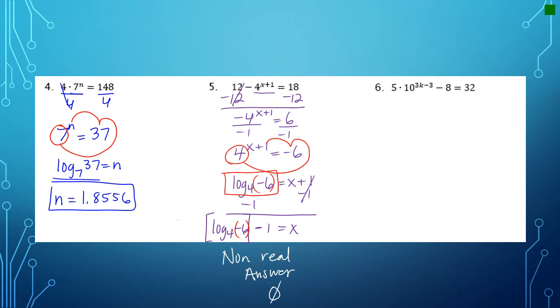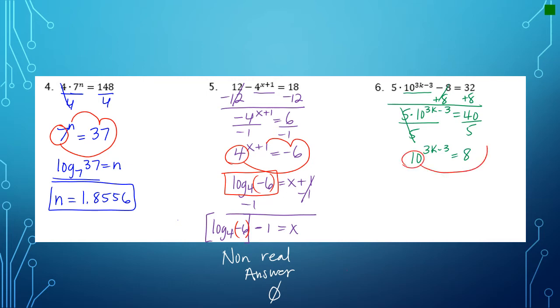Okay, number 6. Before I can put this into logarithmic form, I need to get this thing that I just underlined in green by itself. The first thing I would have to do is add 8 to both sides. That gives me 40 on the right, and I'd still have 5 times 10 to the 3k minus 3 on the left. Now I need to divide away that 5. So now I have 10 to the 3k minus 3 equals 8. And now I can put it into logarithmic form. So it's going to be log base 10 of 8 equals 3k minus 3.